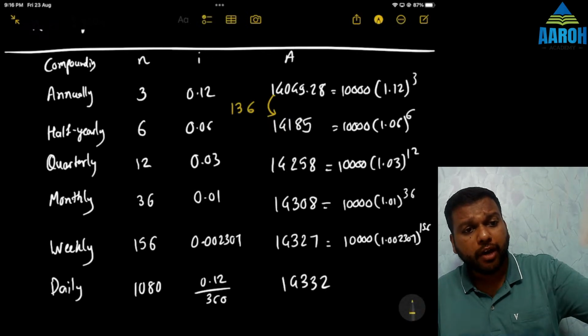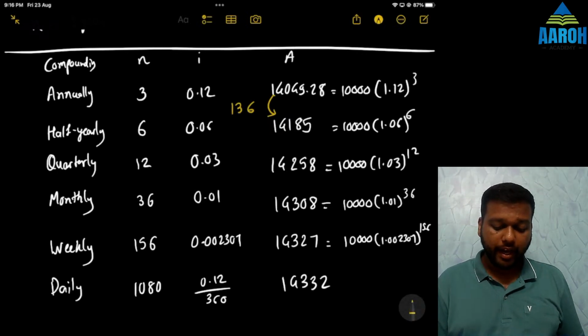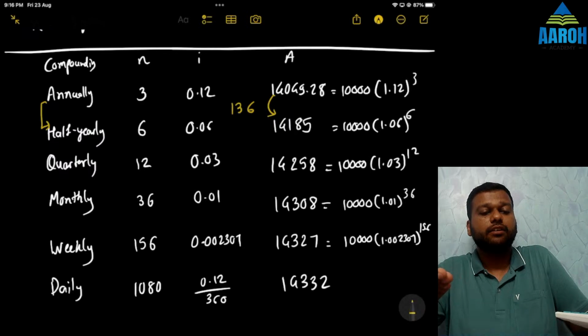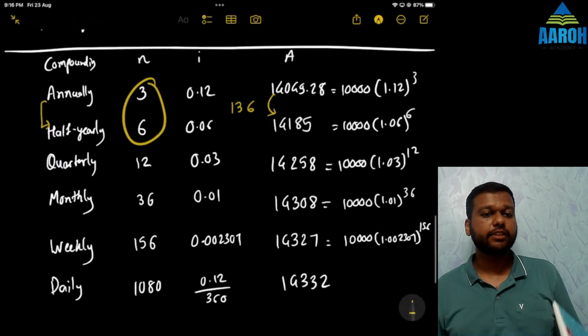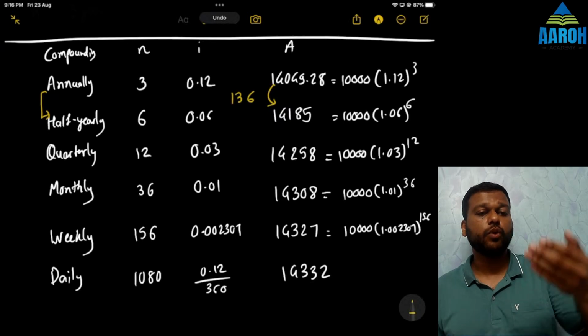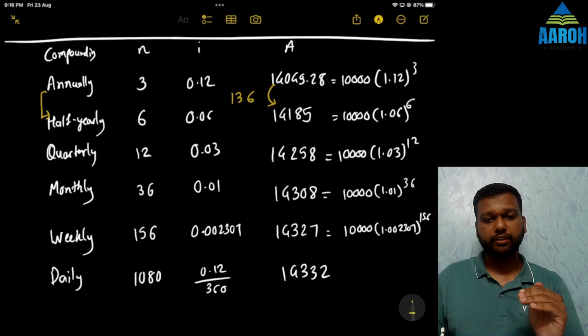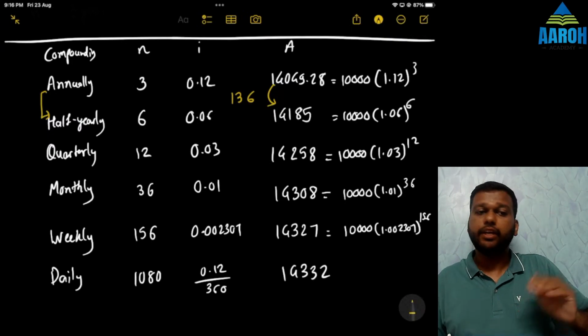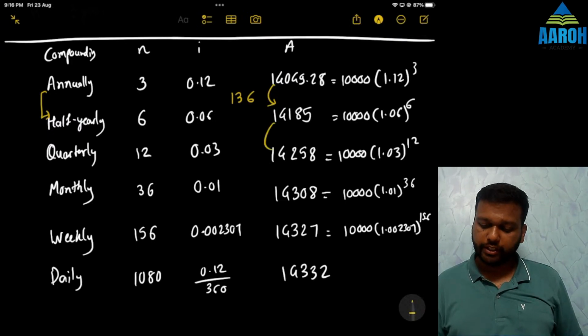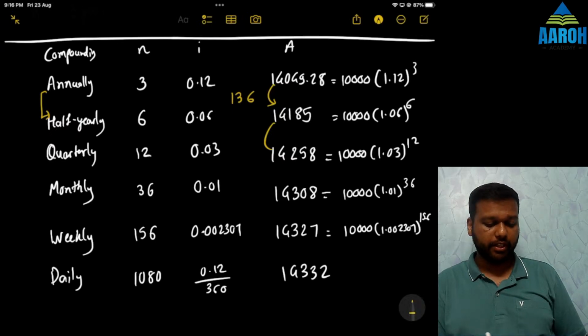When we went from annually to half yearly, we were just doubling the n, right? 3 became 6, because half yearly is half of 1 year. Half of a half year is a quarter, so let's see how much it is increasing here. 258 minus 185, that is only by 73.